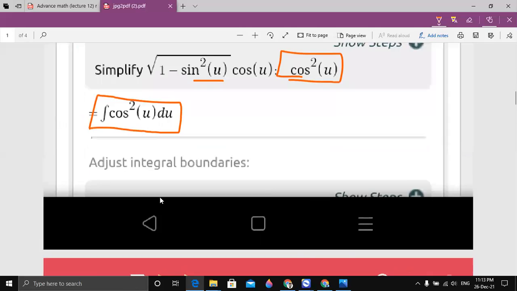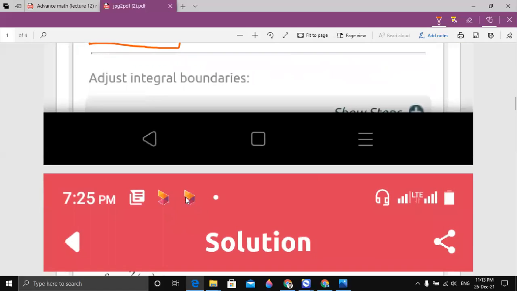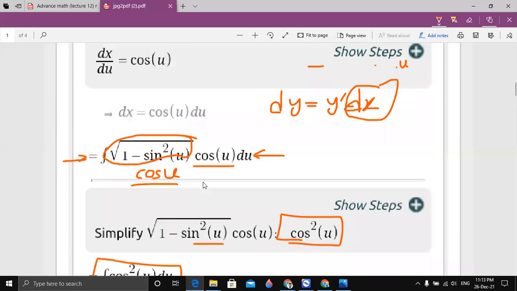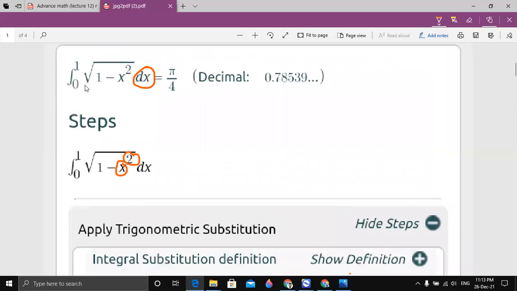And the next line we have to, but now as we use the substitution rule here, that means we have to change the limit, or the boundary. So here our limit was 0 to 1, right?